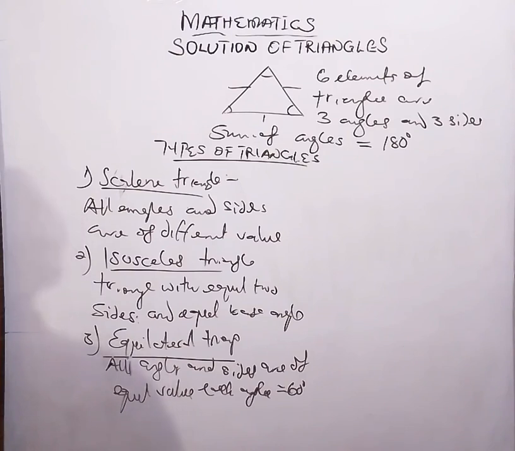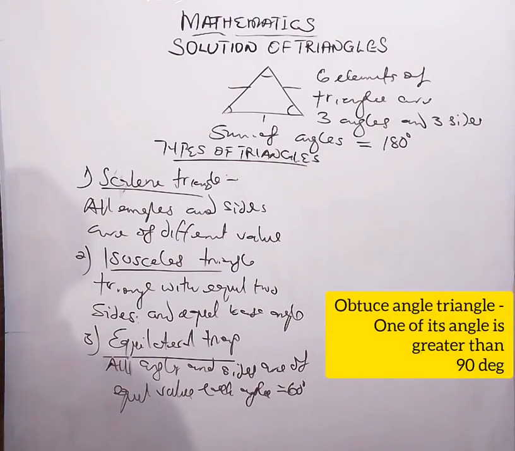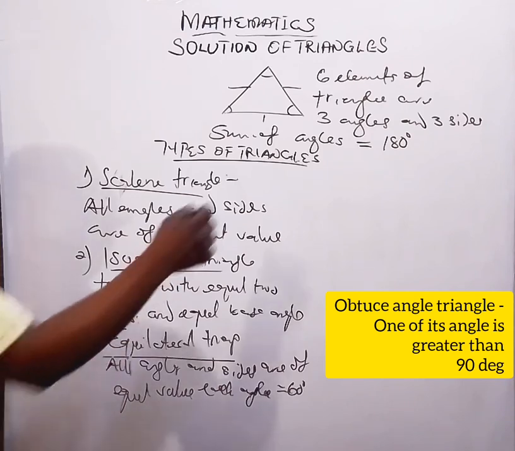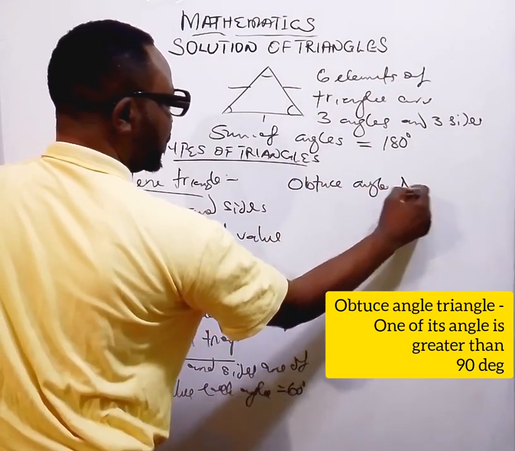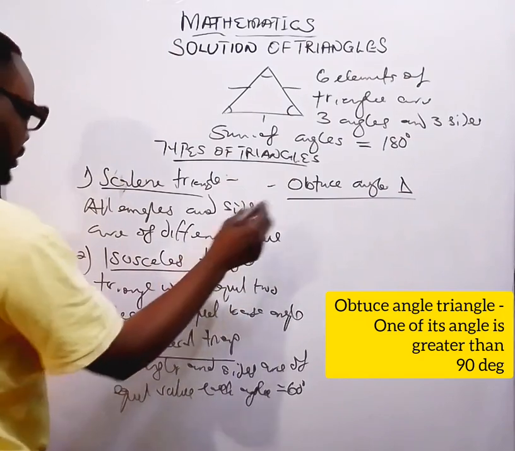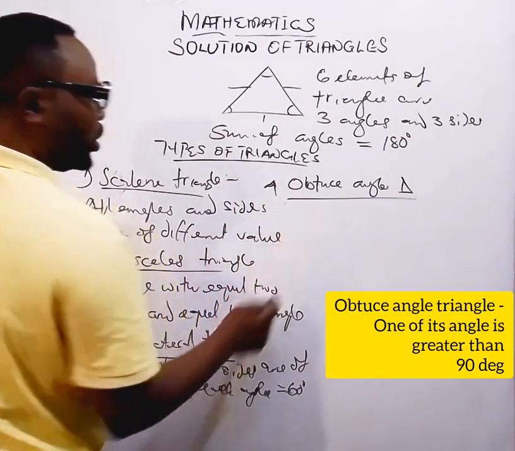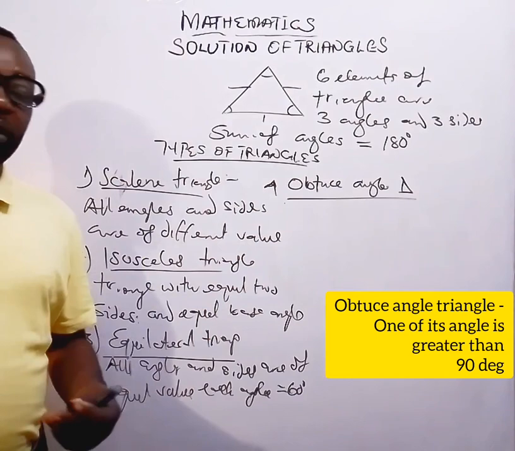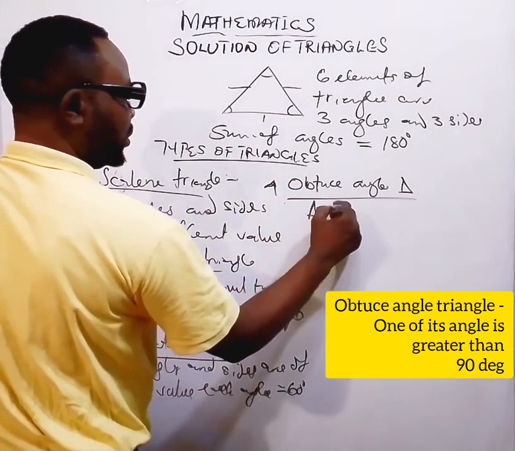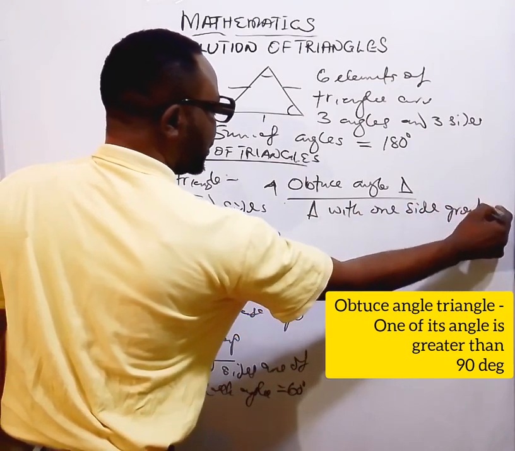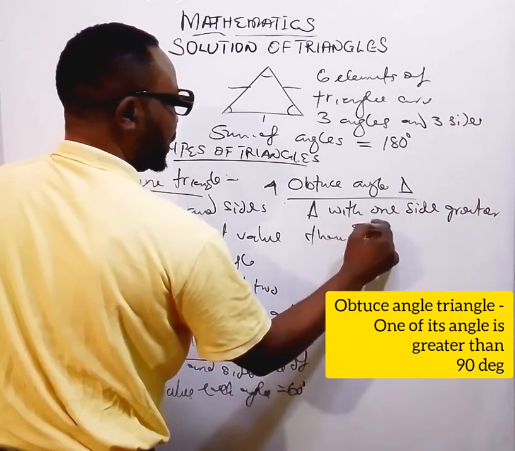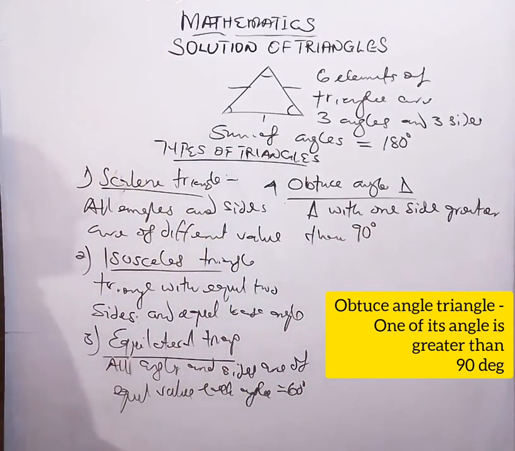Another one we have is called the obtuse angle triangle. This is a form of triangle with one of its angles greater than 90 degrees. A triangle with one angle greater than 90 degrees is what we refer to as the obtuse angle triangle.